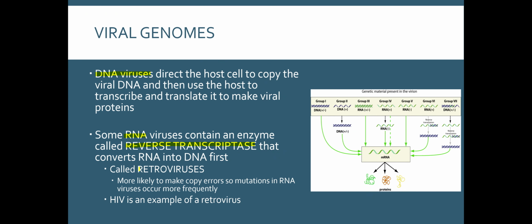Now, for some reason, in these retroviruses, which is what we call them, the mutations usually occur more frequently. So a lot of times these are harder to track down and treat, because they're constantly changing. And HIV is an example. This is a really tricky disease, tricky virus, because it mutates pretty frequently.